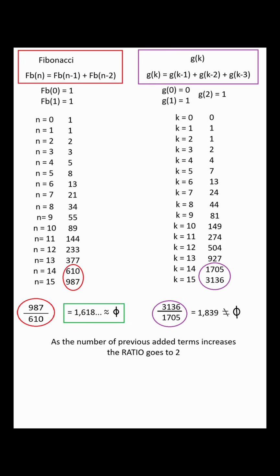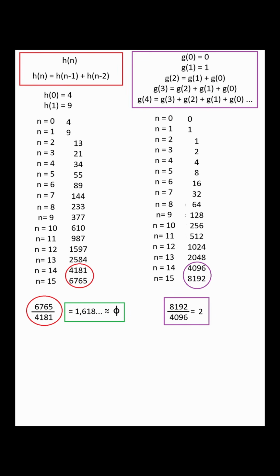Now the function h of n begins with values different from those of the Fibonacci sequence. However, the ratio between two consecutive terms approaches the golden ratio. In the sequence h of n, only two previous terms are added each time. The function g of n is different. One keeps adding previous terms to generate the next term. In this case, the ratio between two consecutive terms is always 2.